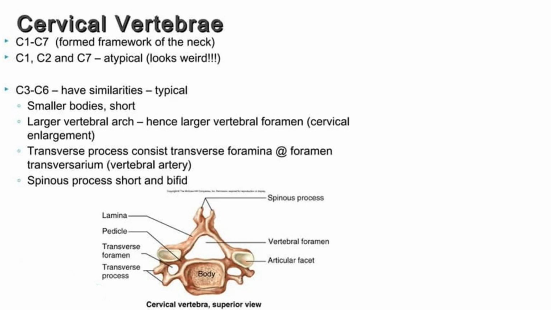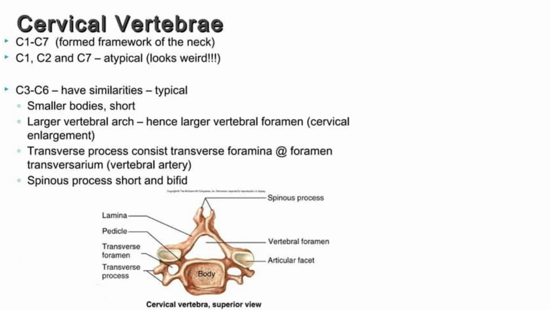Let's explain the cervical vertebrae. C1 to C7 make the framework of the neck. C1, C2 and C7 are atypical, which means they are different from the rest of the cervical vertebrae. C3 to C6 have similarities, so they are called typical.